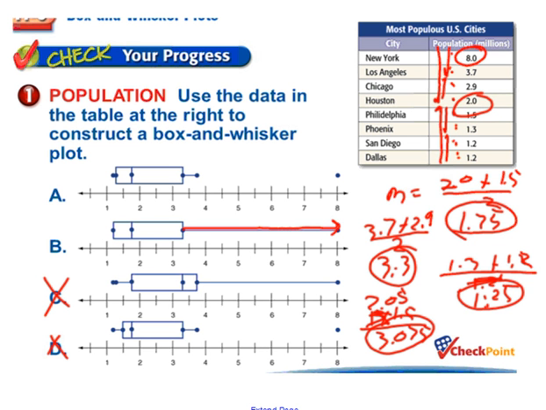So this one is incorrect. It has to be answer A, because this one shows the whisker stopping at the right point rather than going all the way to the extreme value. All right, so the answer is A.